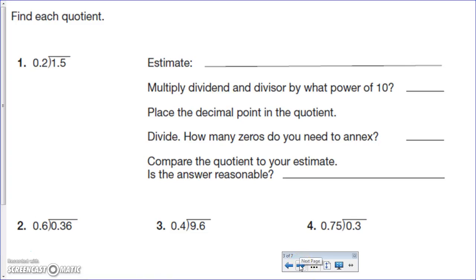All right, continuing with our try it. First thing we're going to look at is our estimate. And so we're going to look at this as kind of whole numbers here. So if we think about 15 divided by 2, we know it's going to go in about 7 times because 2 will go into 14 7 times.